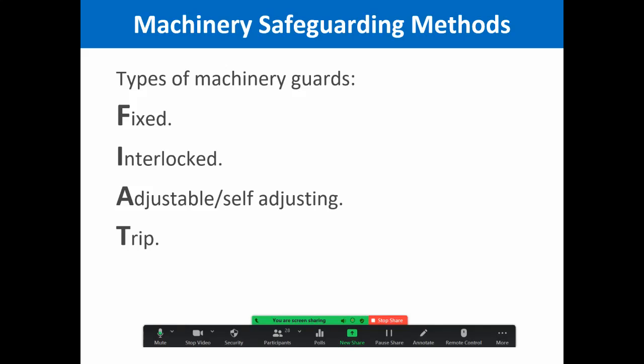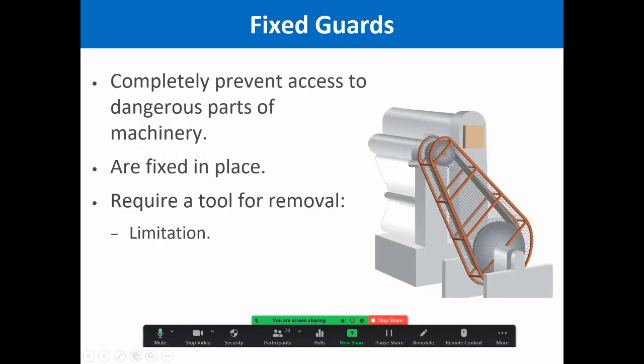Then there are interlock guards. Interlock guards will only allow the equipment to be functional if the guard is in place. The equipment will never ever start without the guard in place. Okay, so that is interlocking guards. Then adjustable or self-adjusting, something where you can adjust the guard. For example, when you're using a bench saw, some bench saws have an adjustable guard, so you can increase or decrease the amount of the cutting saw that you want to use. And then there are trip devices, which obviously trip under higher load.